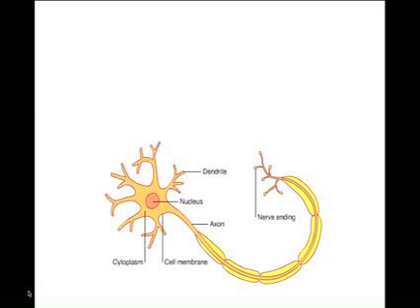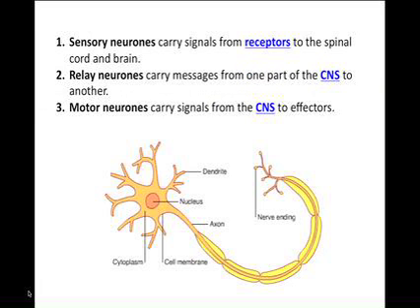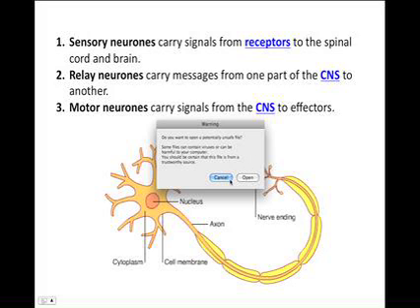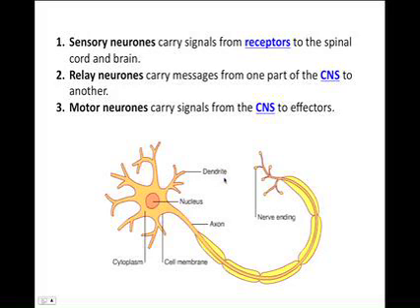Now, within the nervous system itself, we have different types of cells. We have sensory neurons, we have relay neurons, and we have motor neurons. Each of these have different jobs, slightly different structures, but we don't need to worry about that too much right now. Sensory neurons carry signals from the receptors, which are found in our sense organs, to the spinal cord and the brain. These two things control the action. Relay neurons carry messages from one part of the CNS, or central nervous system, to the other. And motor neurons carry signals from the central nervous system to effectors.